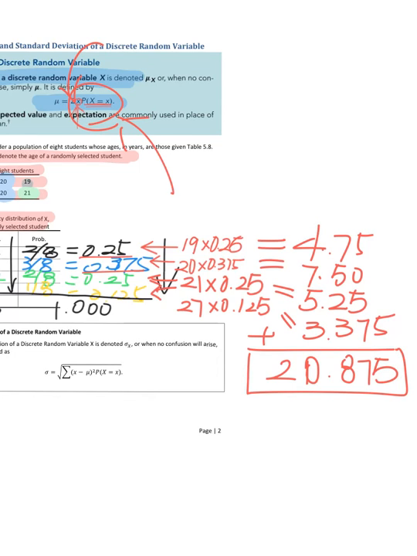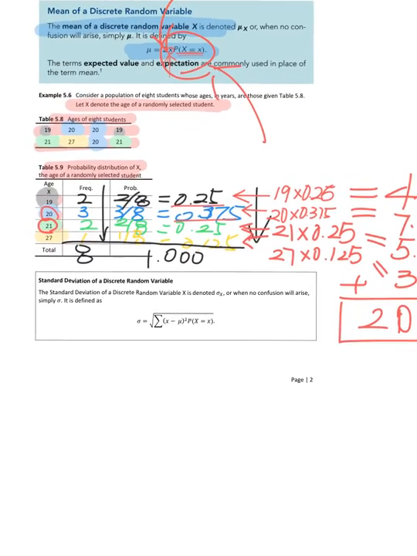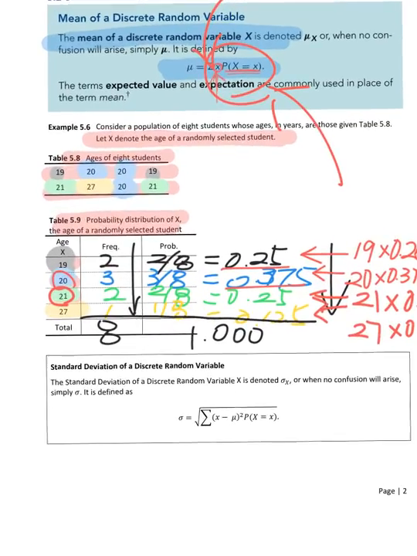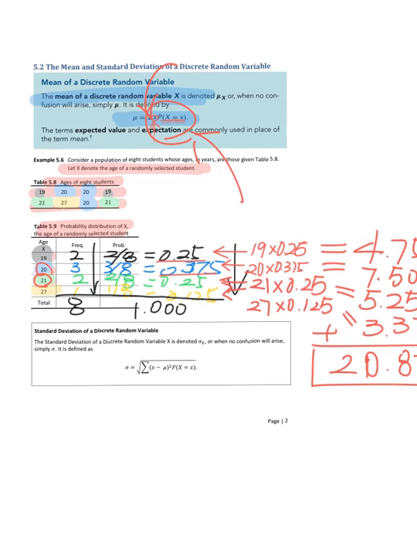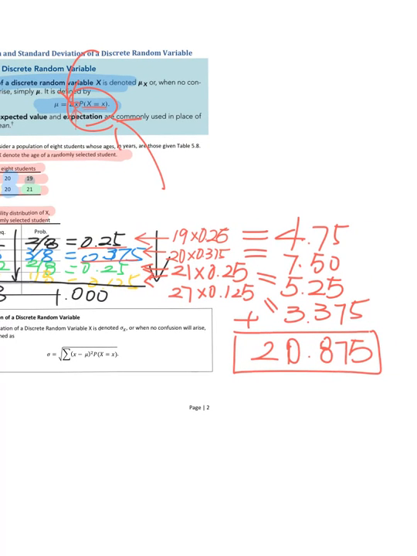It is the mean, the average. Average of what? Age. You know, actually we had two 19s, three 20s, two 21s, and one 27. Take the average, it will be 20.875. It is a mean.